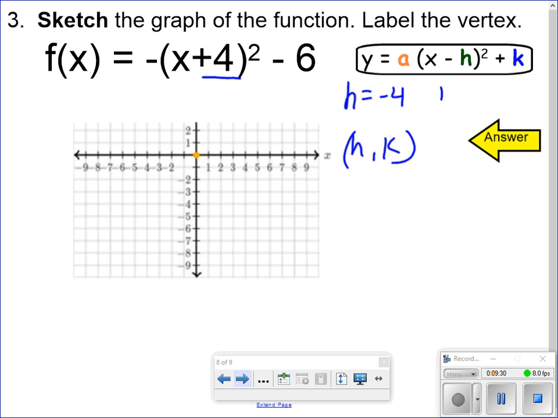And k, because it says minus 6, and it really should be plus k, is negative 6. So now my vertex is going to be at negative 4, negative 6. So I could graph that point if I wanted to real quick. That way I have that point. I'm going to make a table of values, just like we did before. The vertex goes in the middle.